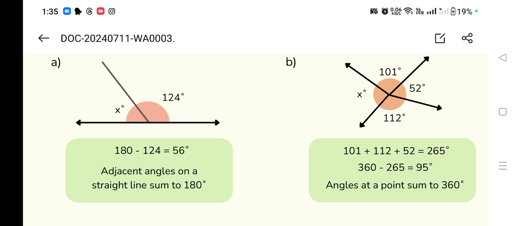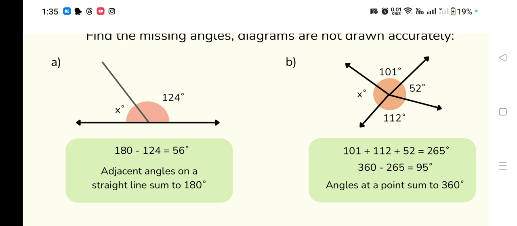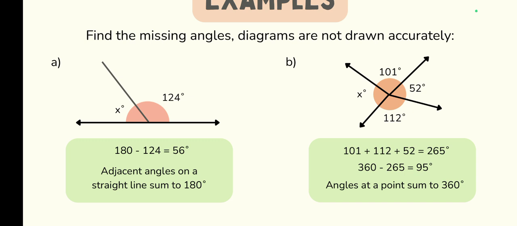Now moving on to the second example. First you add all the three angles, that is 101 plus 112 plus 52. We have studied that angles at a point sum to 360 degrees. As I told you earlier, you need to remember all the facts regarding angles in order to solve all the figures or sums later on. If you are not clear with that, you can see the videos from the starting and write all the points in your copy so that you can solve the problems easily.